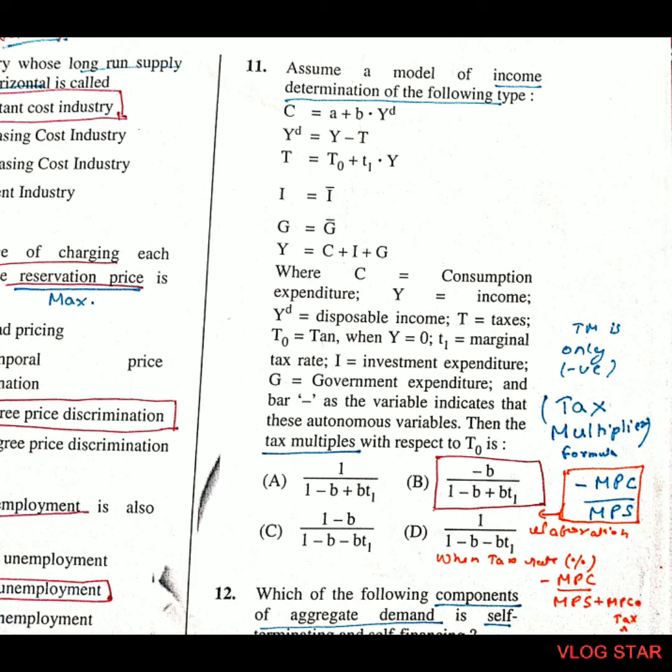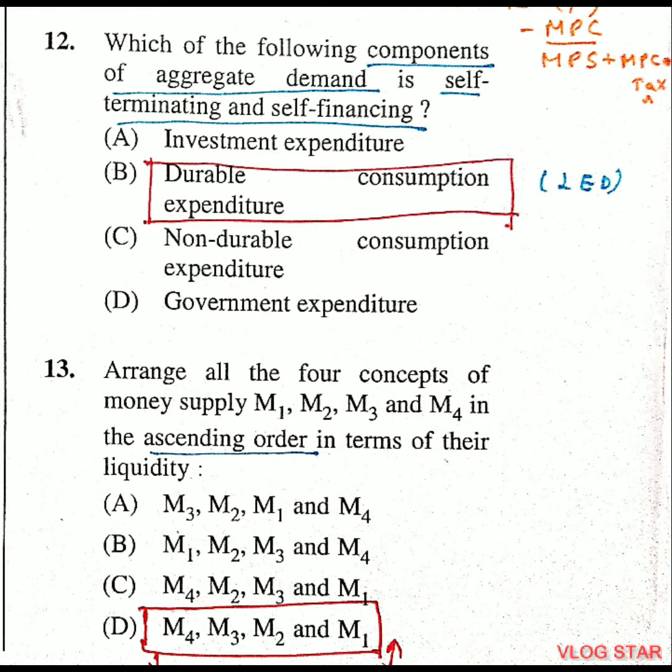So when he is asking about tax multiplier, as you can see in the option, only the second option has the negative sign. So second is the right answer. As you know, when tax rate is calculated in percentage, the formula becomes minus MPC upon MPS plus MPC multiplied by tax rate.